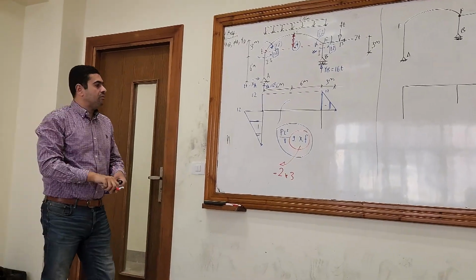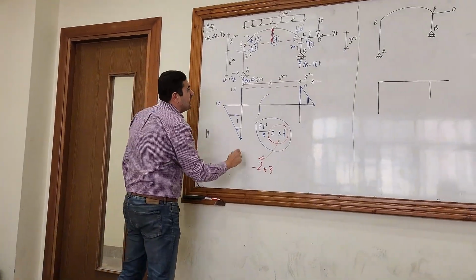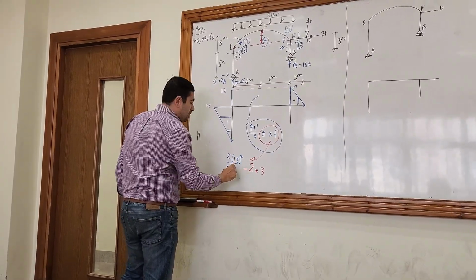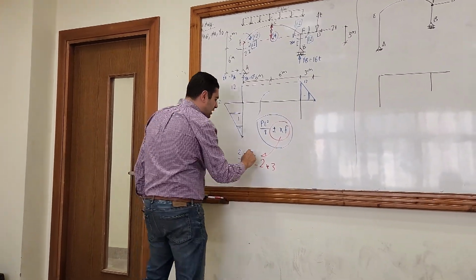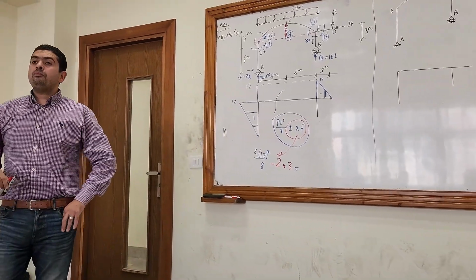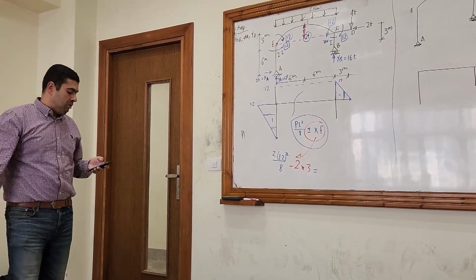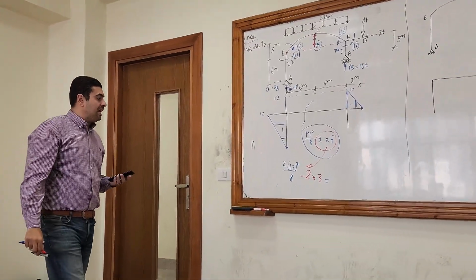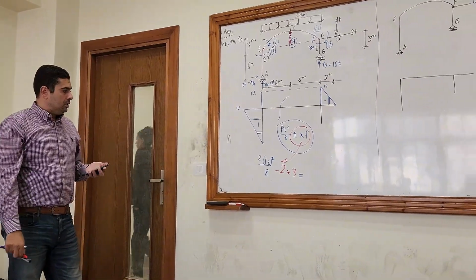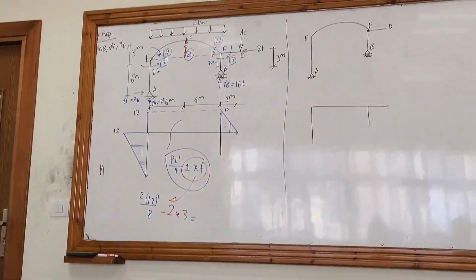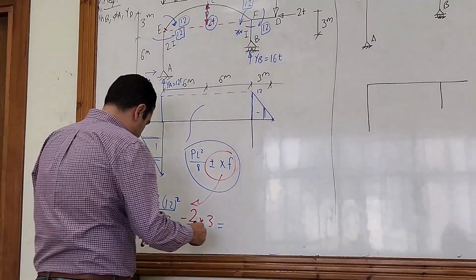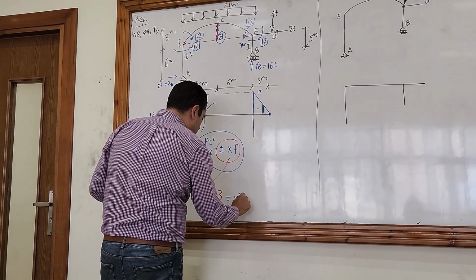What about PL squared over 8? The regular one, P is 2, L is 12 squared, divided by 8. So what will be the answer? And take care from the sign of the answer. Will it be positive or negative? So can anyone calculate it for us? I think it will be 36, right? Minus 6, which is 30. Positive 30, right?